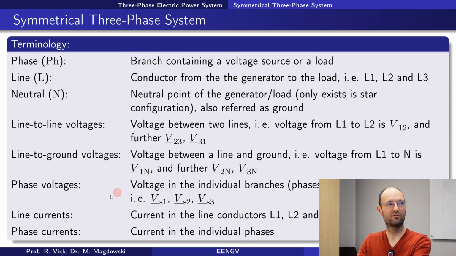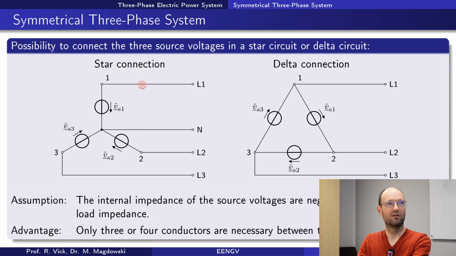And we can also have, in the same way, line and phase currents. A line current is a current on the line. A phase current is a current in the phase. And so now if you think about this for a moment, wait. Here, in the star connection, the phase current is the same as the line current, right?